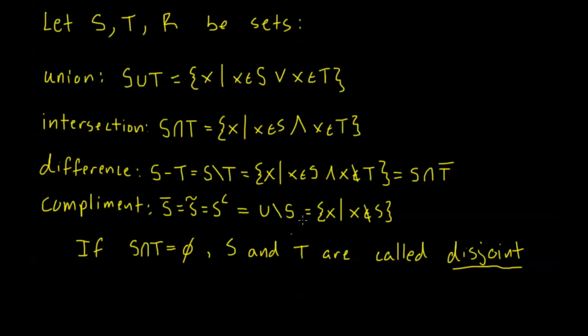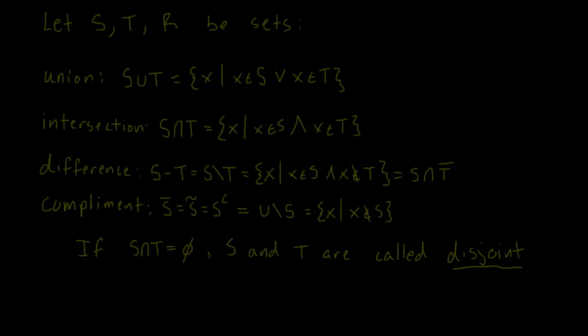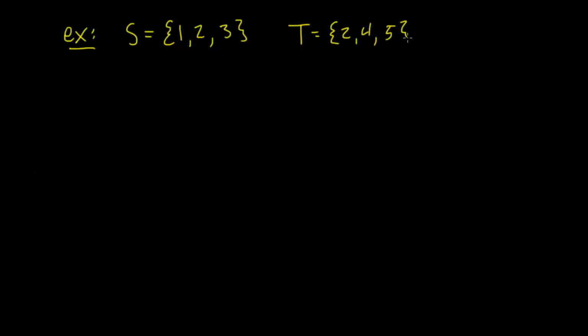Okay, so now I've gone over a lot of terminology. Let's do a quick example before I end this video and go on to the properties of these operations. So let's just say I have my S equal to 1, 2, 3, and my T equal to 2, 4, 5. Given this, we can calculate some of these things.